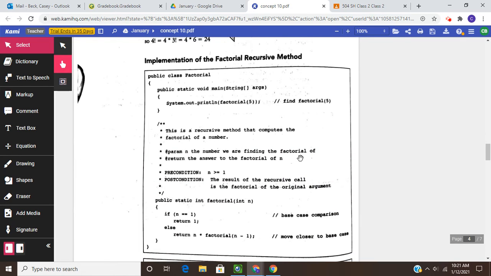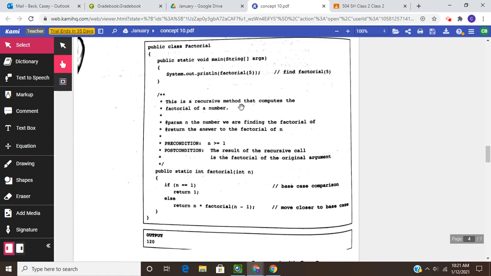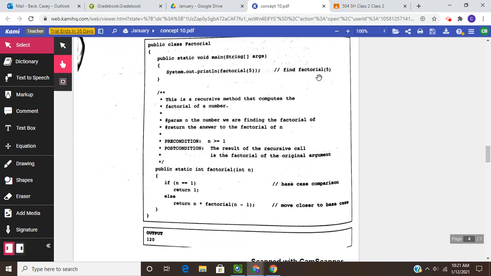So, implementation of the factorial recursive method, looking in Java. You would just do public class Factorial, public static void main String args, you know the deal. System.out.print factorial 5. So that means find factorial 5. So this is a recursion method that computes a factorial number, with a parameter, finding the factorial of the number in the parenthesis.